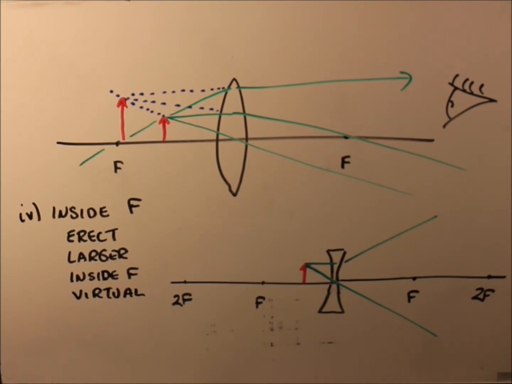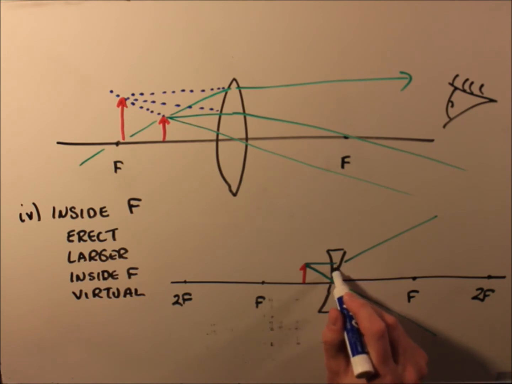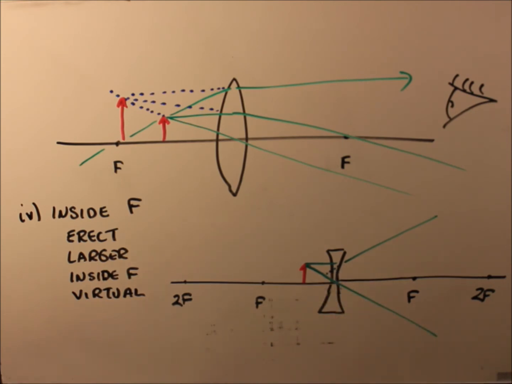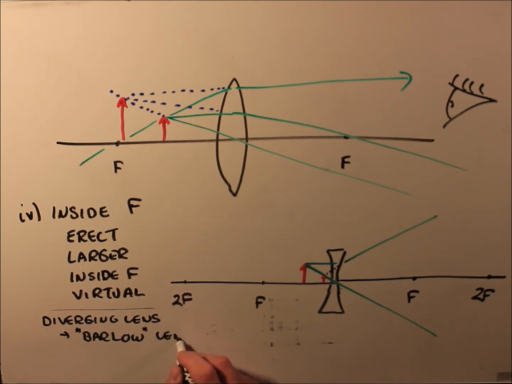And so let's see if we can divine, and we can already see it here. If we extrapolate this ray, you will see that we get a very small image here. Now, this particular lens, this diverging lens, is also known as a Barlow lens. And once again, we have a virtual image. It's smaller. It's inside F. And the image is erect.